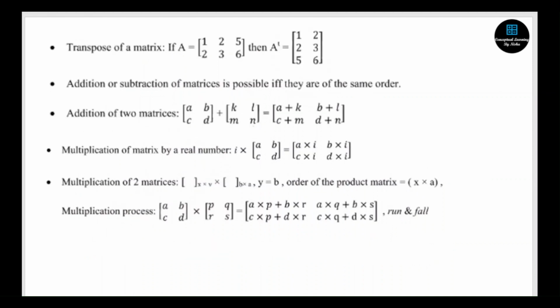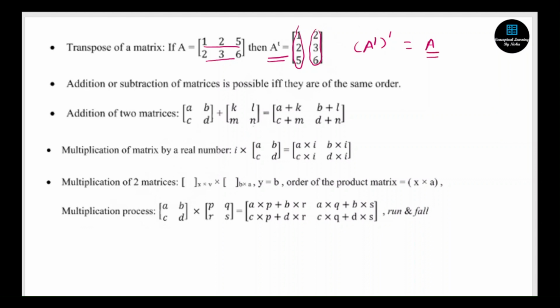Transpose of a matrix: when you change the rows to columns and columns to rows, it is called the transpose of the matrix. Here 1, 2, 5 changes into a column, and this 2, 3, 6 is again the second column. So it is the transpose of the matrix. Remember that the transpose of the transpose of A is nothing but the matrix A, because you are making row to column and again column to row, so it is the same matrix.